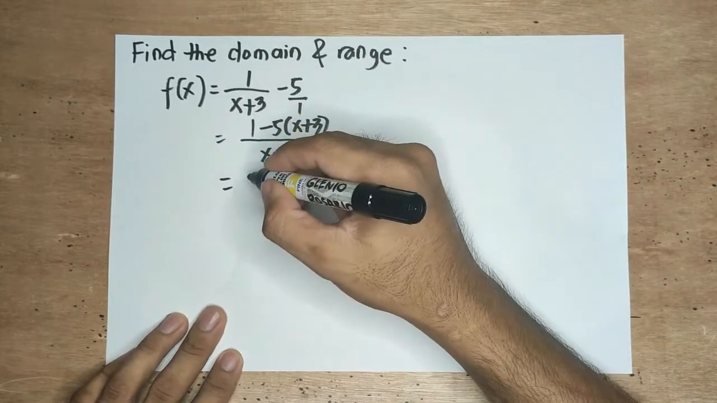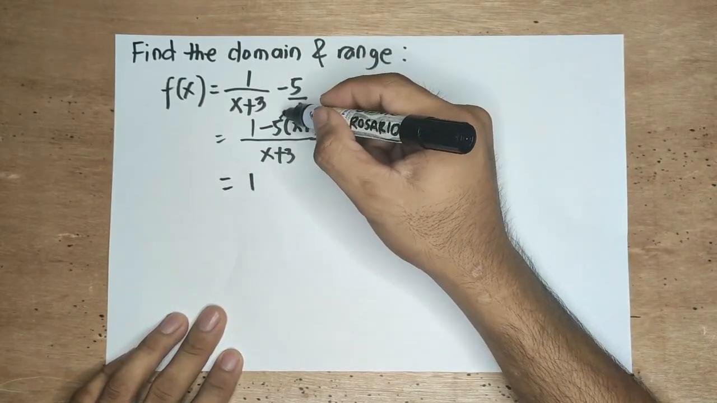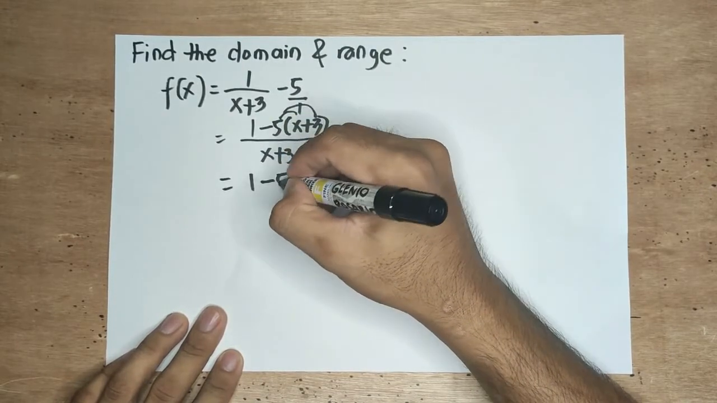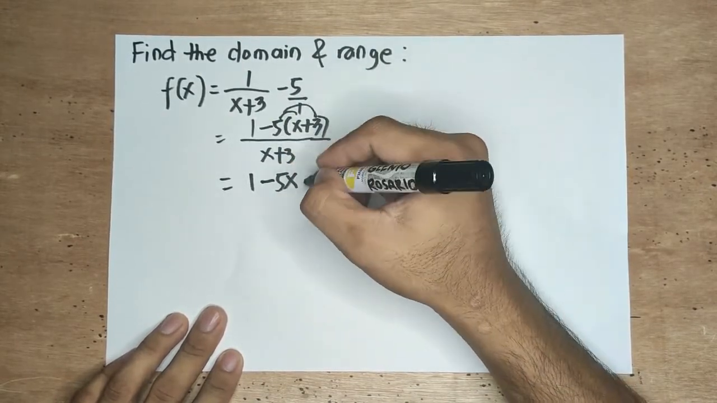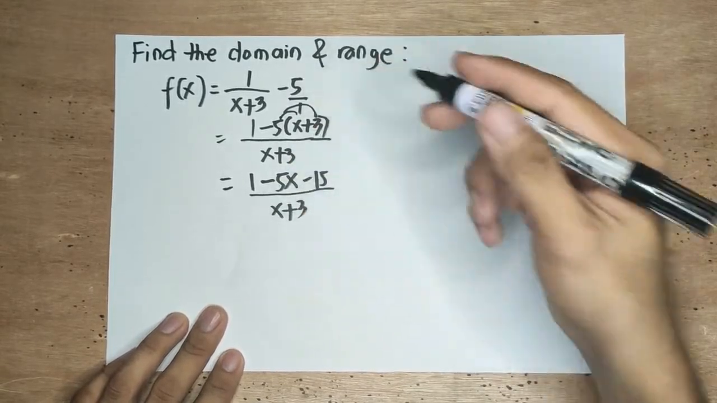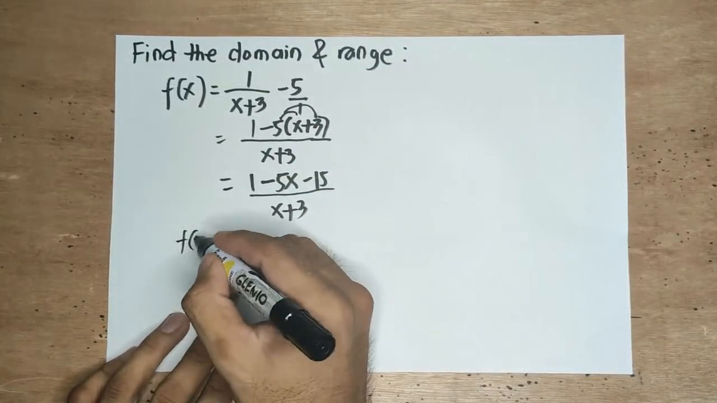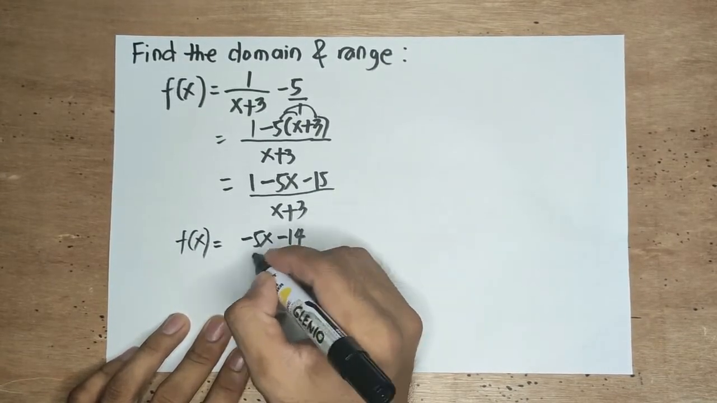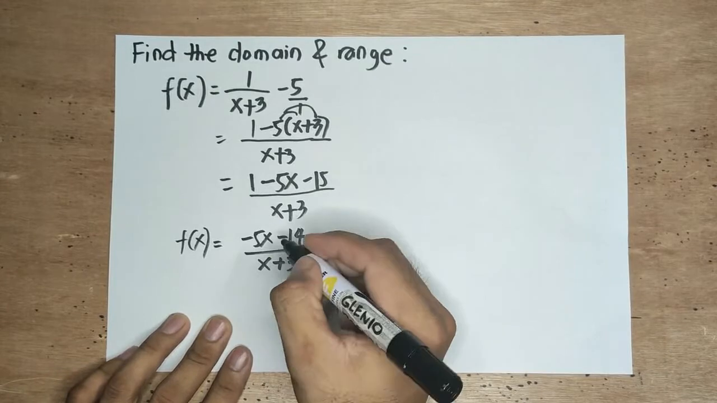Simplifying further, we get distributing negative 5 to all the terms inside the parentheses. We have negative 5 times x is negative 5x. Negative 5 times 3 is negative 15 all over x plus 3. Or we have f of x is equal to negative 5x minus 14 all over x plus 3.